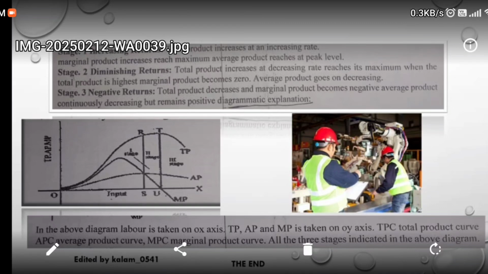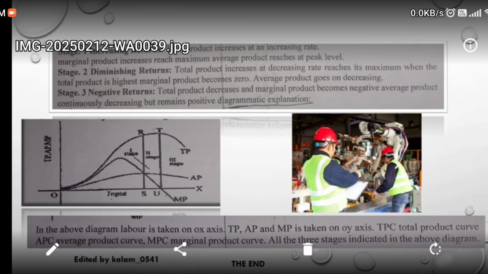Second stage, diminishing returns. Total product increases at a decreasing rate and reaches its maximum. When the total product is highest, marginal product becomes zero. Average product goes on decreasing. Stage 3, negative returns. Total product decreases and marginal product becomes negative. Average product continuously decreases but remains positive.